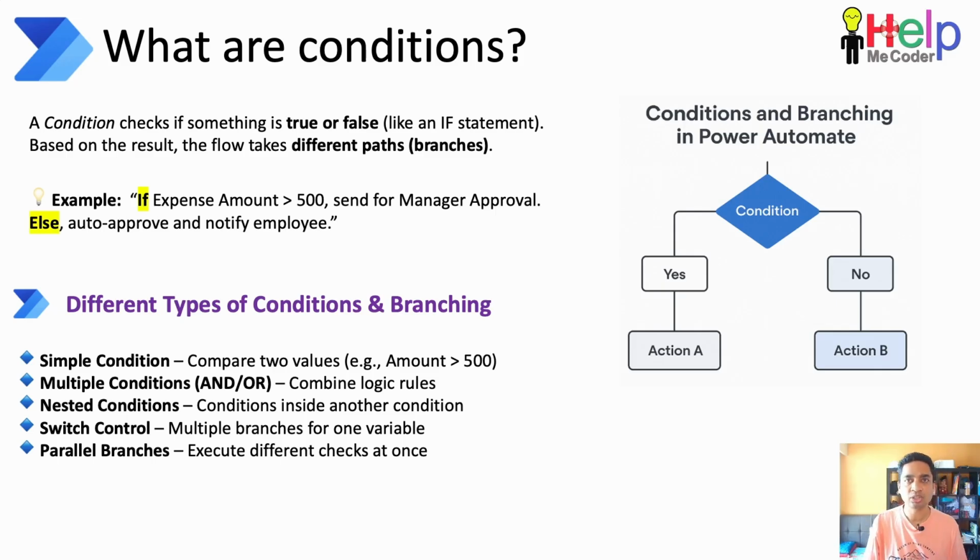Parallel branches. Here it means that we want to execute different operations at the same time. Right now we are going to do a condition, and based on the condition logic, we either go yes or we go false. But what if we want to say, I want to do this condition plus I also want to do certain things simultaneously?